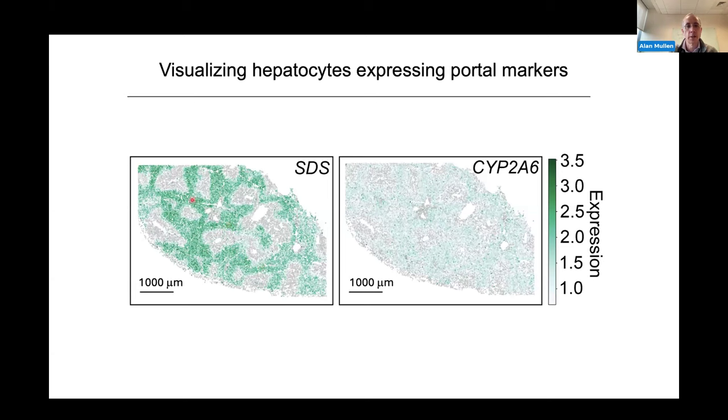We can see these clustered around areas here, around here, and these generally tend to clear out right at those portal areas. And then we're seeing, again, definitely much more intense staining around those immediate portal areas. CYP2A6 is a gene that's expressed in hepatocytes as well and tends to also be periportal. And again, it shows a very similar pattern of expression across that tissue sample.